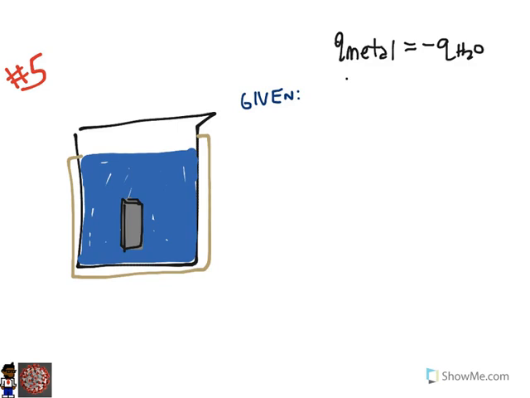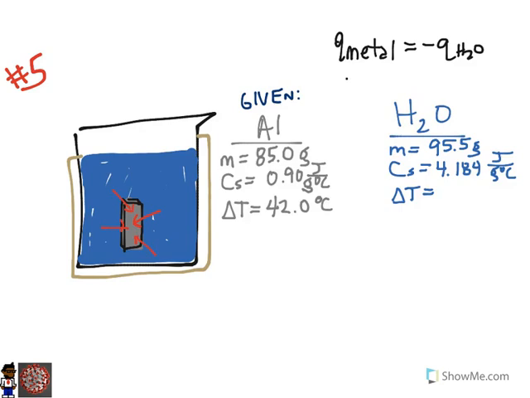The only difference is one of them is positive, one of them is negative, because the energy is going from one to another. Now in this case it says that the aluminum metal is initially 10 degrees Celsius and then the final temperature is 52 degrees Celsius. So what that tells us is that the water is actually warmer than the aluminum. So the water is actually heating up the aluminum sample. So here's the information laid out for us. We know the mass, the specific heat capacity, and the change in temperature for the aluminum. We know the mass of the water. You always know the specific heat capacity of the water.